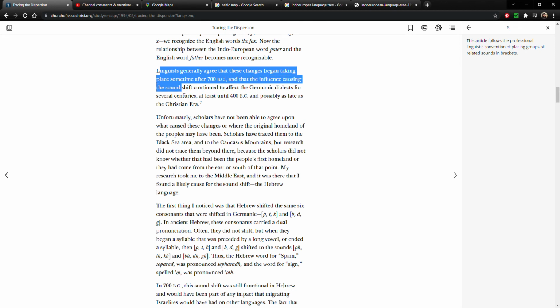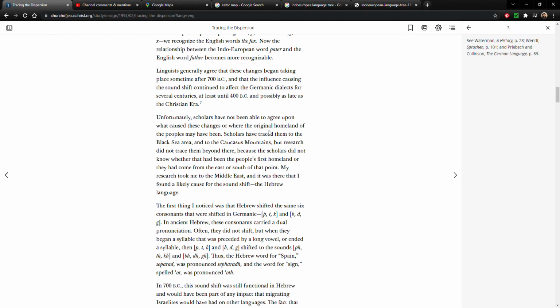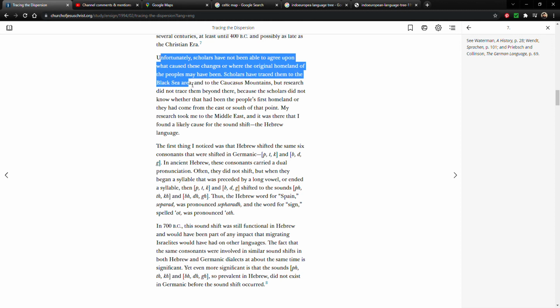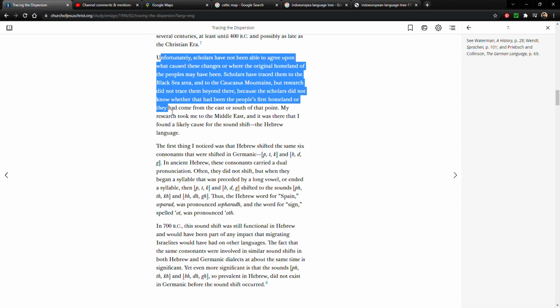And that influence causing the sound shift continued to affect the Germanic dialects for several centuries, at least until 400 BC, and possibly as late as the Christian era. Unfortunately, scholars have not been able to agree upon what caused these changes or where the original homeland of the peoples may have been. Scholars have traced them to the Black Sea area and to the Caucasus Mountains, but research did not trace them beyond there because the scholars did not know whether that had been the people's first homeland or they had come from the east or south of that point.